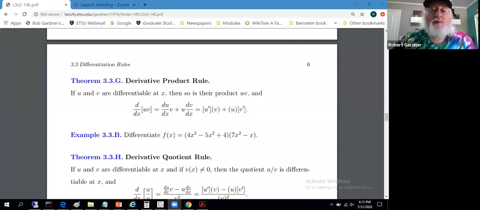And on to the derivative product rule that tells us how to differentiate a product of differentiable functions. If u and v are differentiable at x, if you like u of x and v of x are differentiable at variable x, then so is the product u times v, or u of x times v of x. And the derivative of the product, uv, is the derivative of u times v plus u times the derivative of v. If we write it in terms of primes and suppress the independent variable x, then the derivative of uv is u prime times v plus u times v prime.